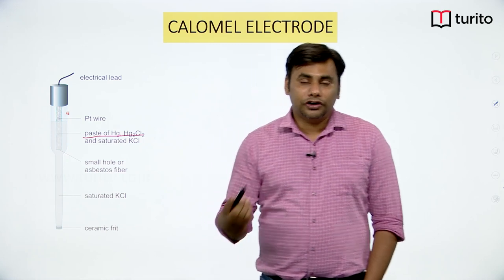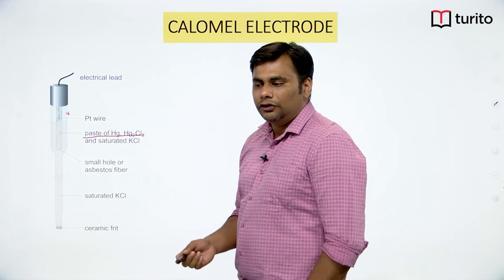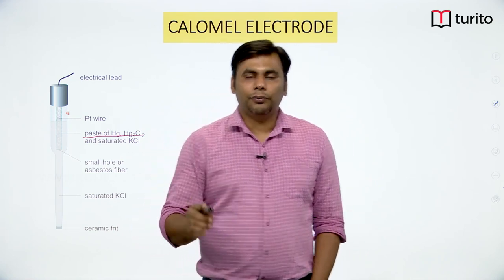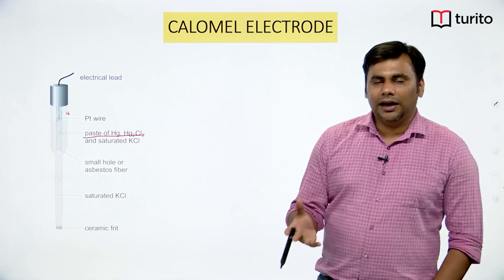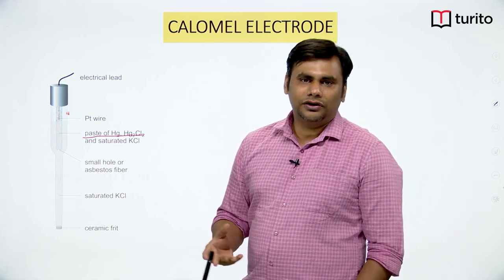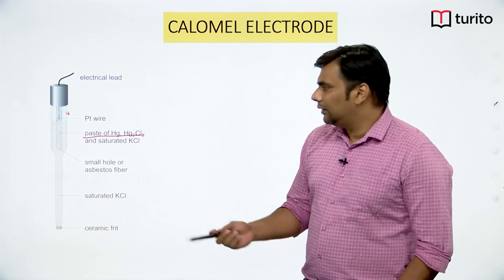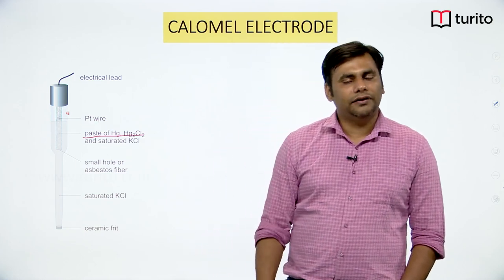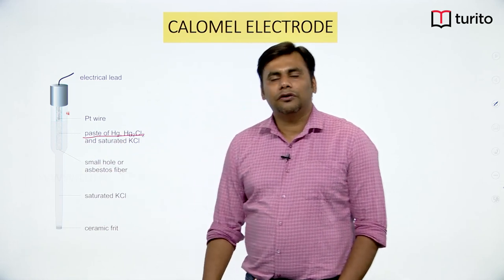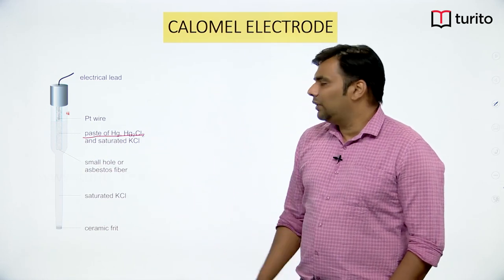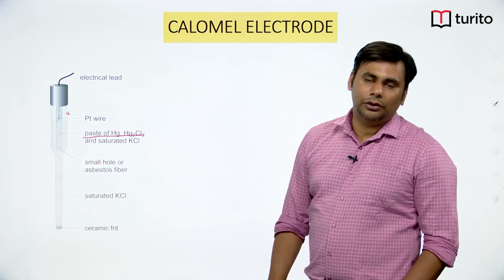Now because mercury is a liquid at room temperature, if you take a mercury rod and pass current, suppose it is solid at that temperature, but when you pass current, electrical energy would be produced, due to which a heating effect would be produced and the Hg can melt. So we are not going to take an Hg rod over here, we are directly going to take a platinum wire. So we'll take a platinum wire, and we'll have a paste of Hg2Cl2, and we'll have a saturated KCl solution as well. So this basically constitutes a calomel electrode.